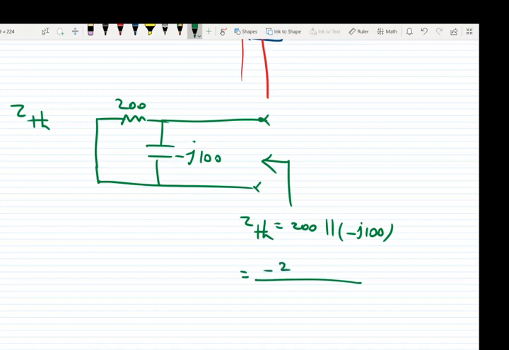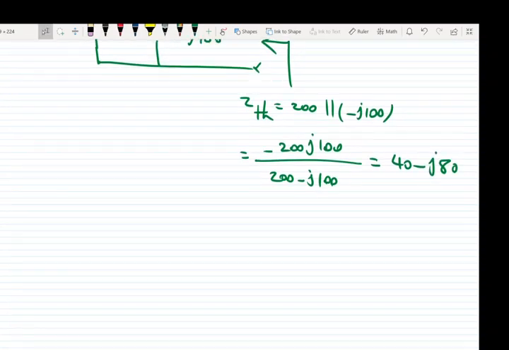negative 200 J 100 over 200 minus J 100, which is equal to 40 minus J80. This one is the Z Thevenin.